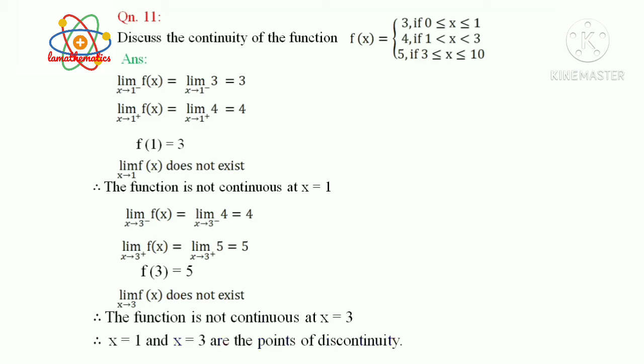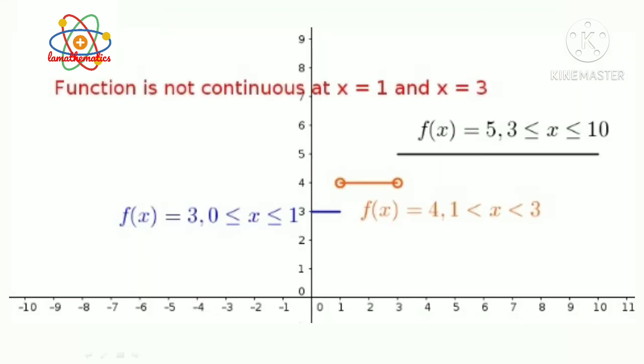Therefore, the function is not continuous at x equal to 1 and 3. In other words, x equal to 1 and x equal to 3 are the points of discontinuity. Consider the graph of the function. From the graph, it is clear that there is a break at the points x equal to 1 and x equal to 3.